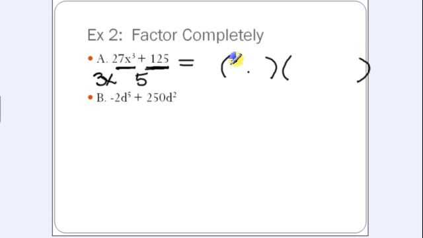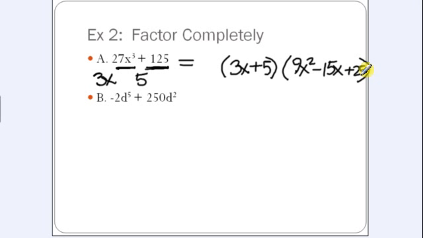And the binomial is the cube root of the first term, so in this case 3x, plus the cube root of the second term, which is 5. Then in my trinomial, I want to square what a is, so 3x times 3x, 9x squared, minus 3x times 5, which is 15x, plus b squared, so plus 25. That is now factored completely.